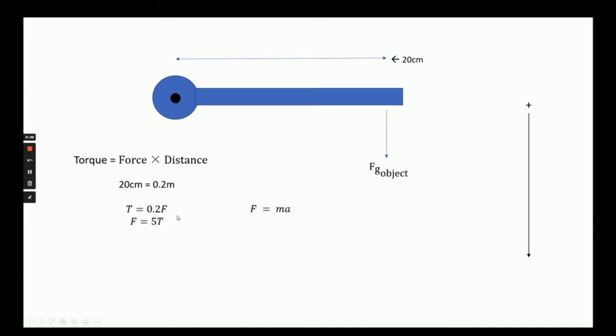Now we have the equation force equals mass times acceleration. By substituting in the value of force we calculated on the left, we know that mass times acceleration is equal to 5t, and therefore by rearranging to get a, we get a equals 5 torque over the mass, and a in this case is the acceleration of gravity.